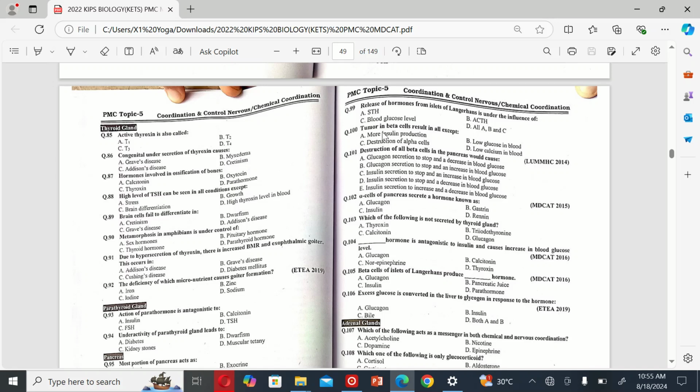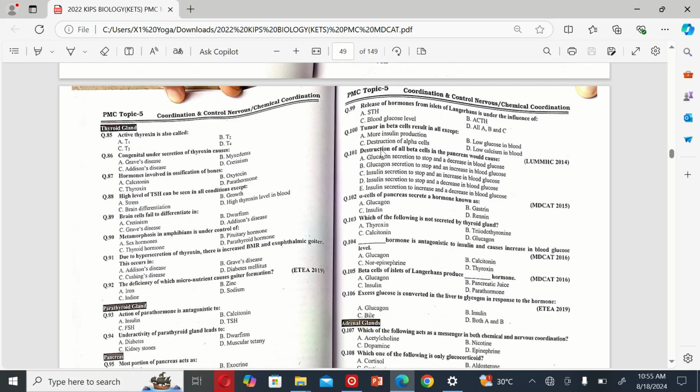The next MCQ is: tumor in beta cells results in all except A. More insulin production, B. Low glucose in blood, C. Destruction of alpha cells, and D. Low calcium in blood. So the correct option is D.